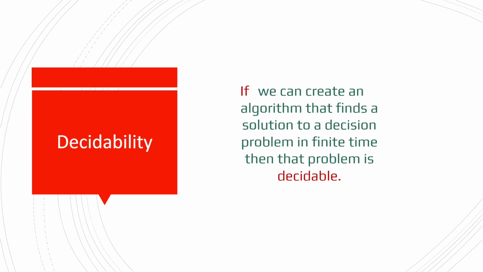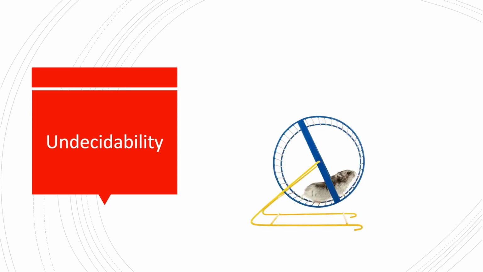But what if that algorithm cannot find a solution in finite time? As far as we can tell, it could just keep running and never provide us with an answer. In that case, the problem is known as undecidable.